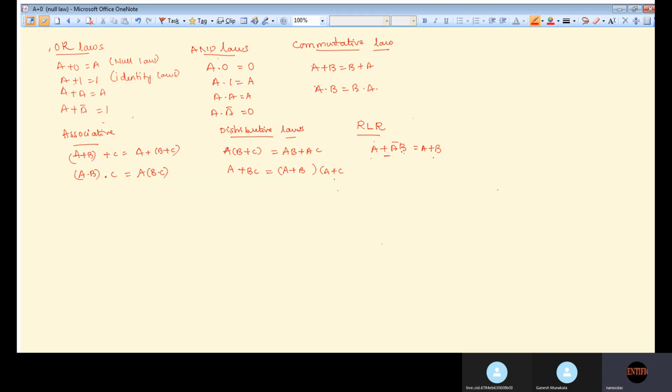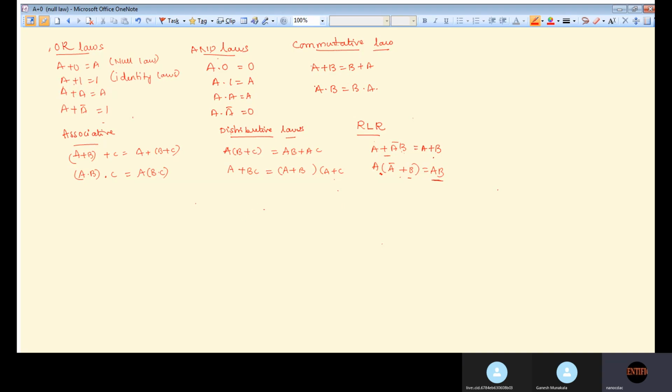Similarly, second, you can also use this law: A into A bar plus B is equal to AB. This law is stating that ANDing of a variable with the OR of the complement of that variable with another variable is equal to ANDing of two variables. Again I repeat, it is nothing but ANDing of the two variables.